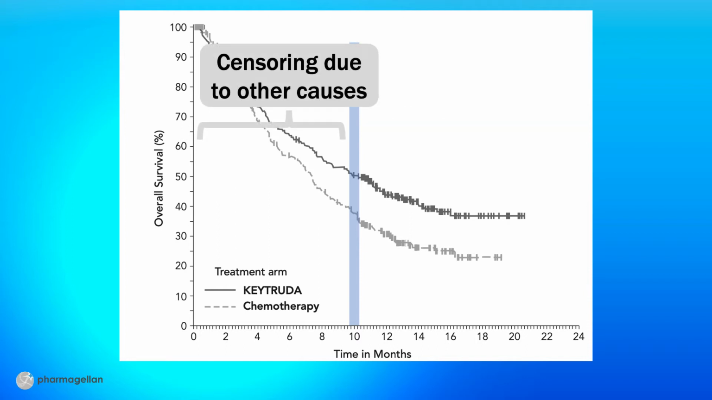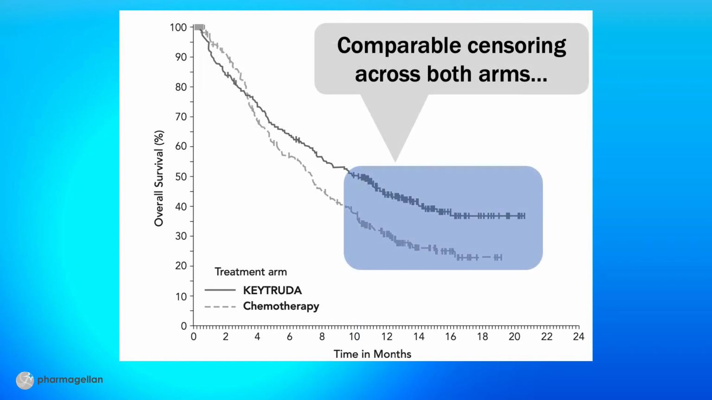In contrast, some of the hash marks on the left-hand side of the figure can be due to other things, like dropouts due to side effects. If there are a lot of early censoring events, you probably want to take a minute and think about why that might be the case. Another thing to note in the Keynote-45 figure is that there's roughly the same amount of censoring in each arm. You don't need to get out a magnifying glass to count the hash marks.